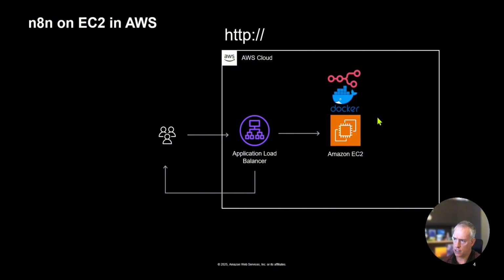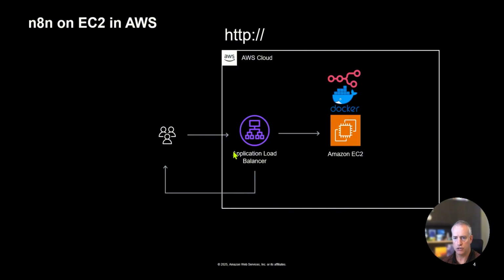As you saw, the Amazon EC2 has a public IP address, but our whole goal is to keep this secure. So in order to keep this secure, we would add an application load balancer. The application load balancer at first will also have HTTP, so it won't be secure, and we'd still have the same situation. But there are a lot of things that the application load balancer can help with.